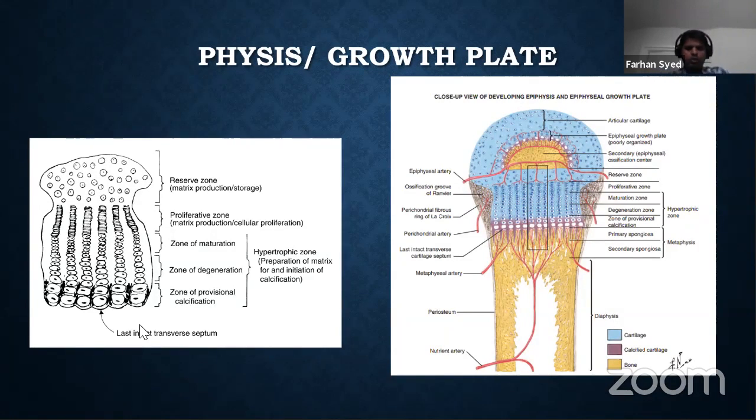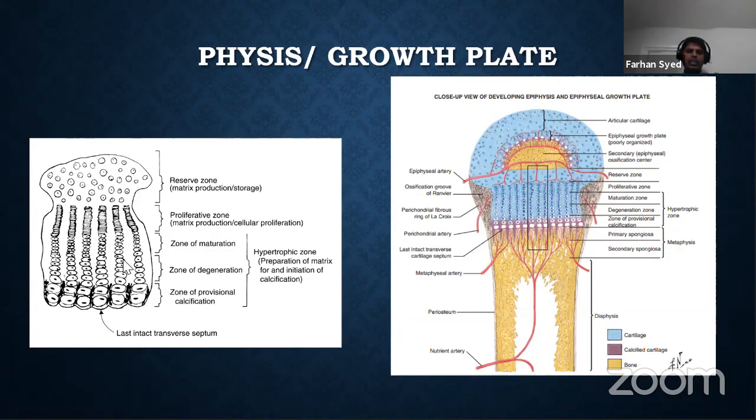And we know that the hypertrophic zone is further divided into three parts, which are the zone of maturation, zone of degeneration, and provisional calcification. And here you can see the difference in the arrangement and the number of the cells. In the reserve zone, the cells are scanty and freely distributed, whereas as you move towards the bone, or towards the diaphysis, you see that they are arranged in stacks.